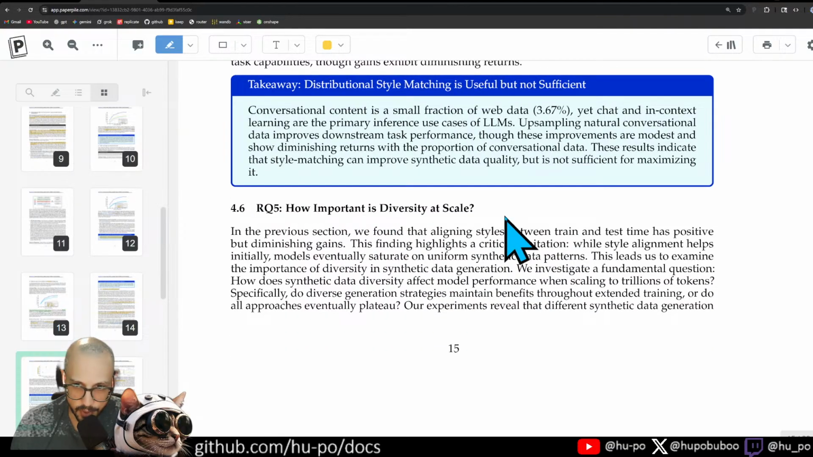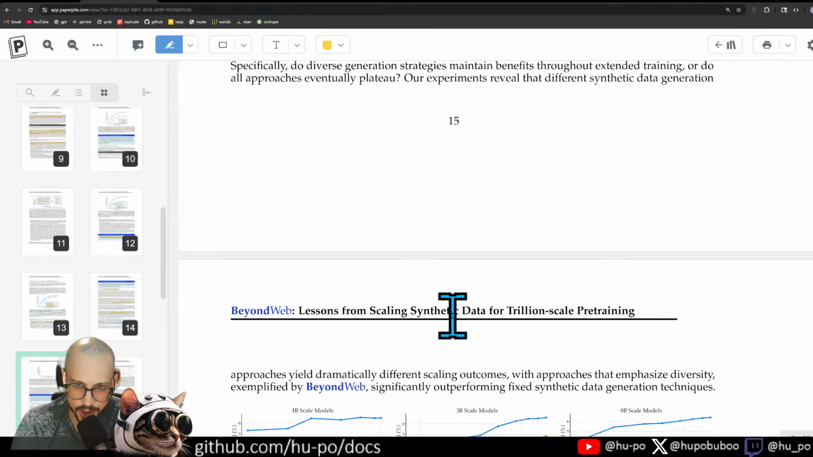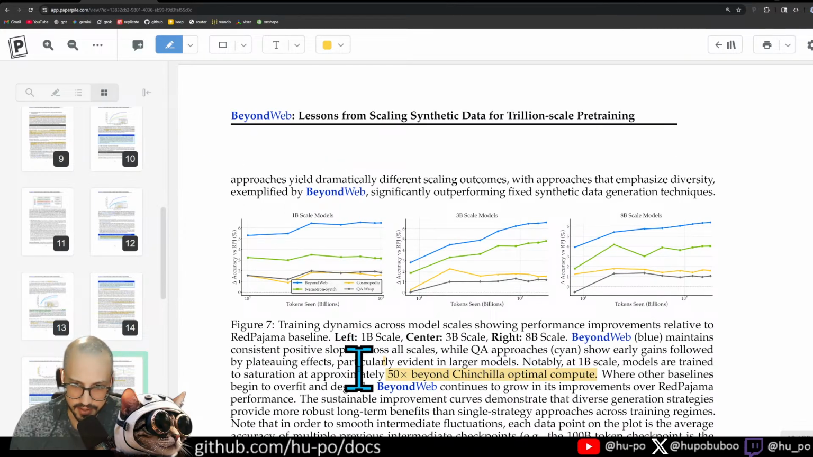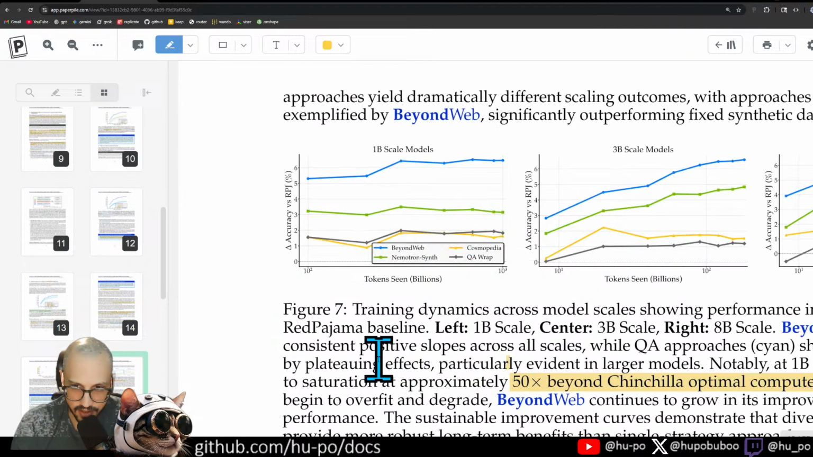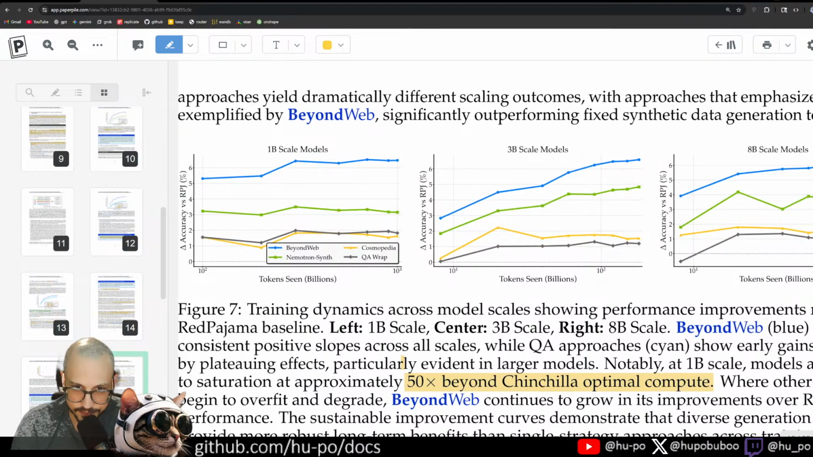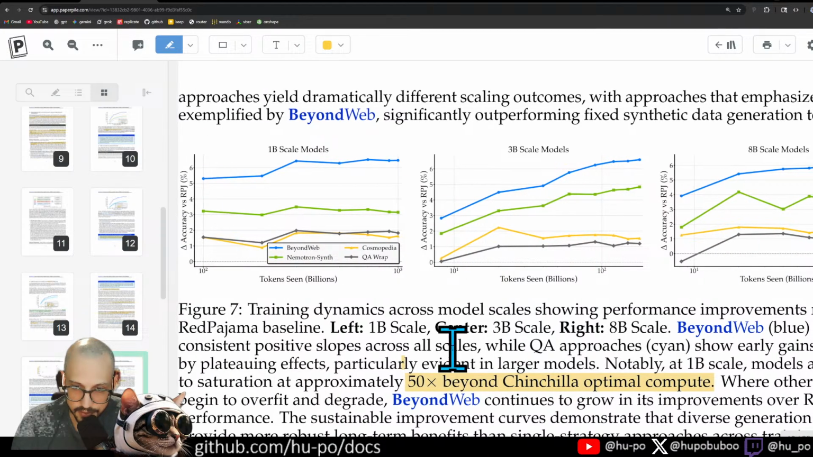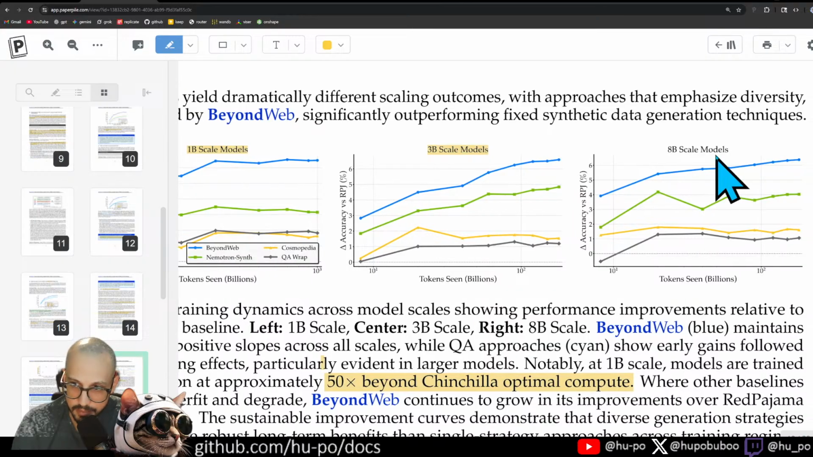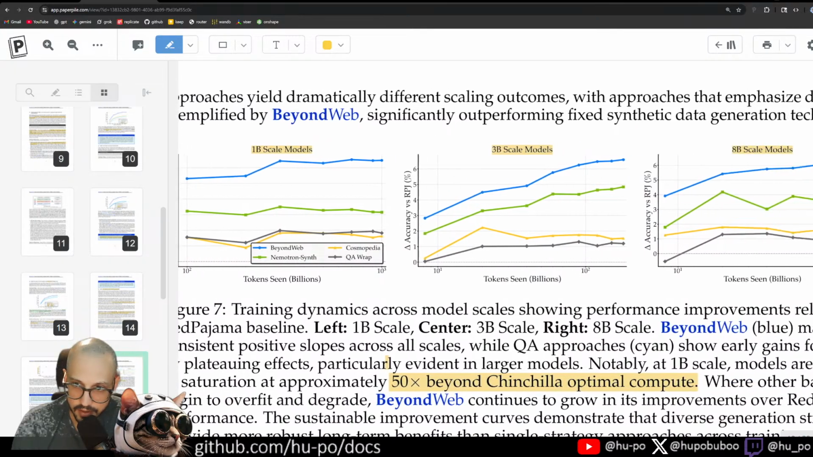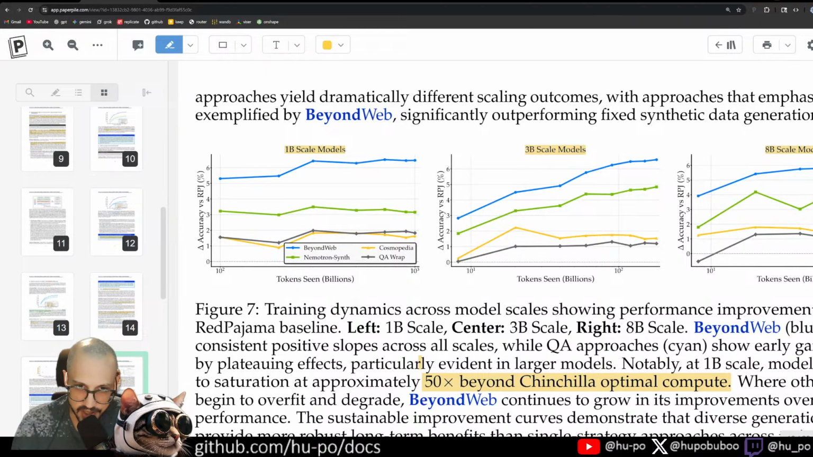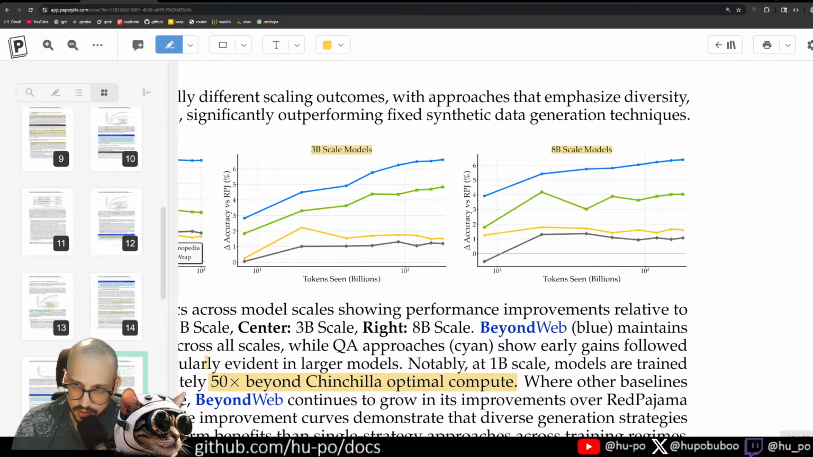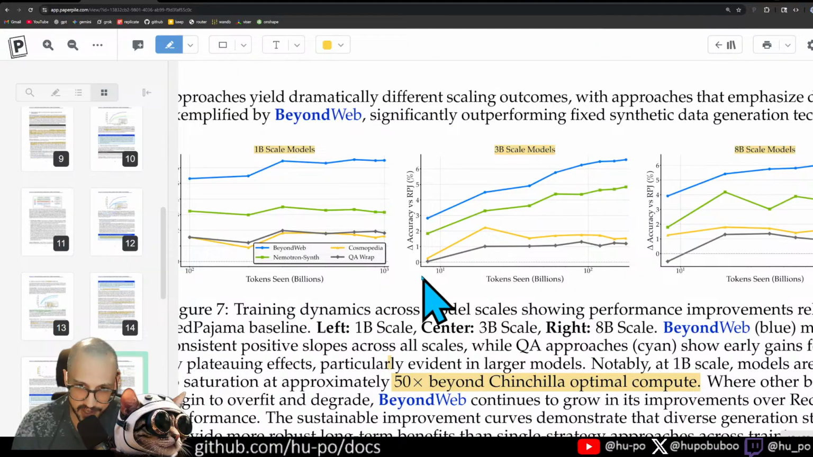Okay, let's keep going here. How important is diversity at scale? How important is diversity in synthetic data generation? Training dynamics across model scales showing performance improvements relative to the Red Pajama baseline. So again, our baseline is Red Pajama. Beyond Web, Cosmopedia, Nematron Synth, and here they're trying 1B, 3B, and 8B. I don't know, there really doesn't seem to be a huge difference here, right? The trend is about the same.